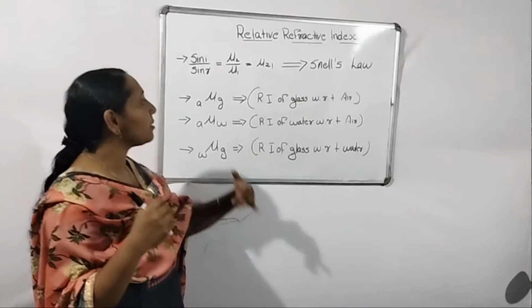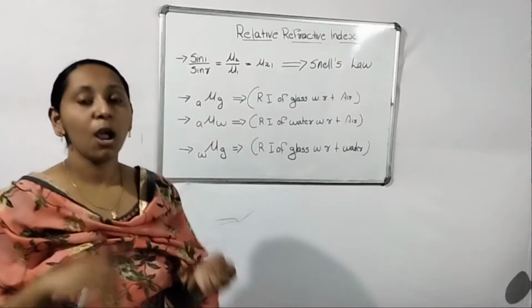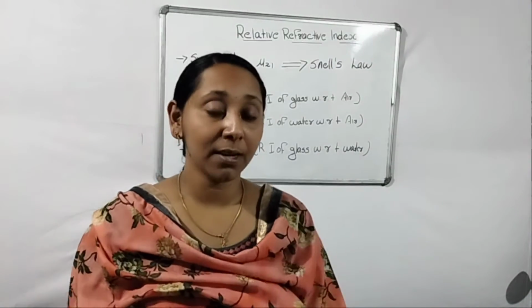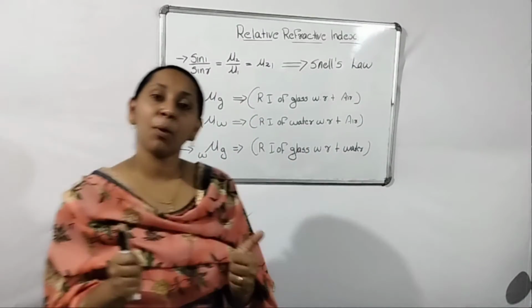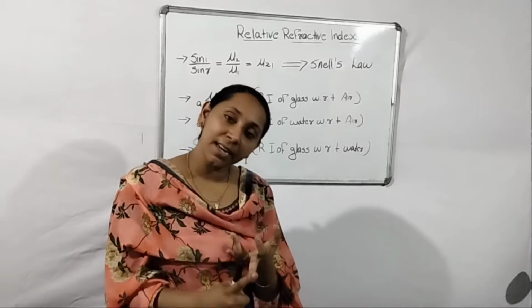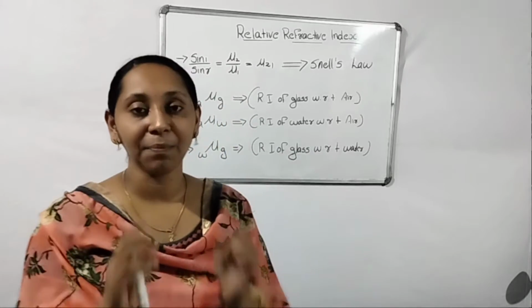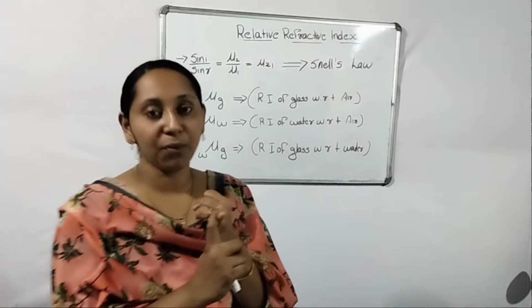Another point is sin i by sin r. What is the meaning of sin i by sin r? The law of refraction contains two different points. The first point is that the angle of incidence, angle of refraction, incident ray, refracted ray, and normal line all lie in the same plane. That is the first point of the law of refraction.